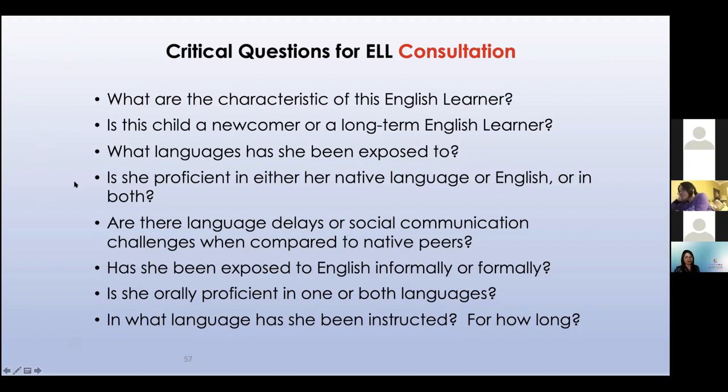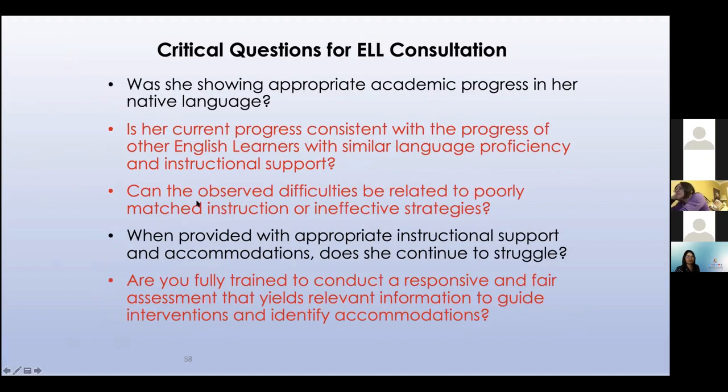Has the child been exposed to English formally or informally? And formally would mean that they actually got instruction in English. Is she orally proficient in one or both languages? And in what language has she been instructed and for how long? Was she showing appropriate academic progress in her native language? You don't always have this information, but this is information that you want to know, and try to ask the parent if they are able to tell you.